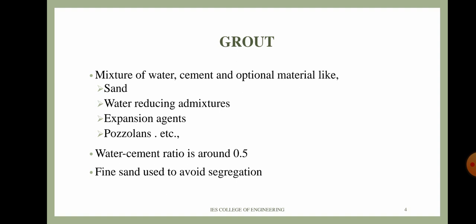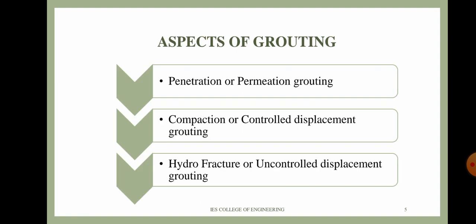Next, grout. Grout is a mixture of water, cement and optional materials like sand, water reducing admixtures, expansion agents, pozzolans, etc. And in this mix, the water cement ratio is adopted around 0.5. For avoiding segregation in the mix, fine sand can be effectively used.